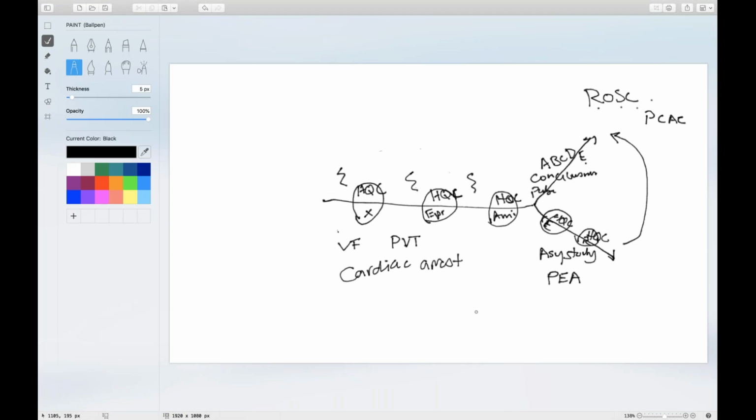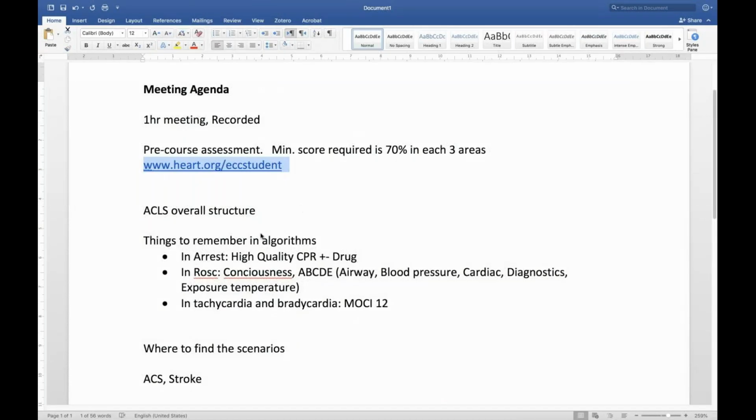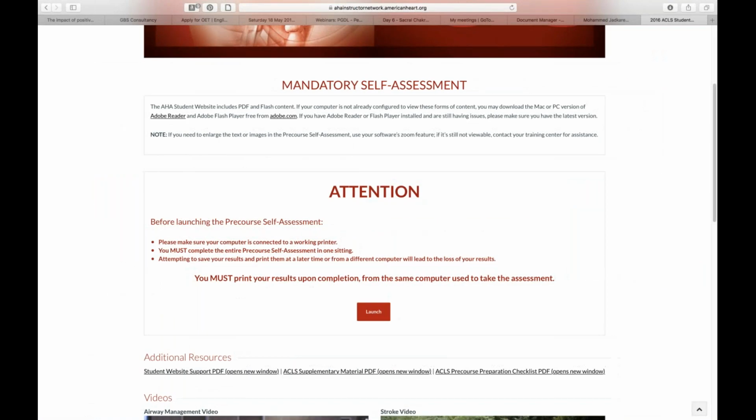You can type it in the chat if you want. Until now we are in this area. We are doing the ACLS overall structure. Very good. Now, let's continue the overall structure.